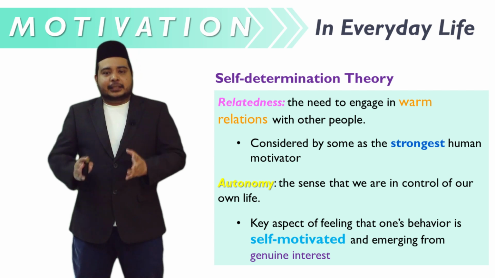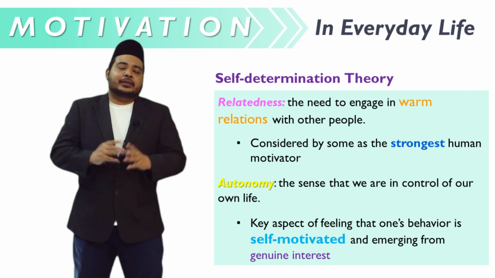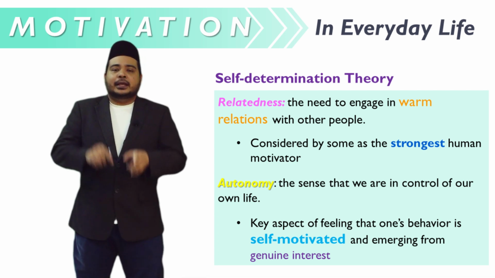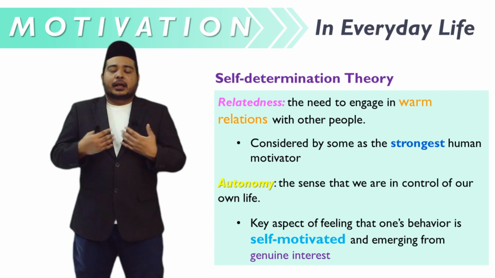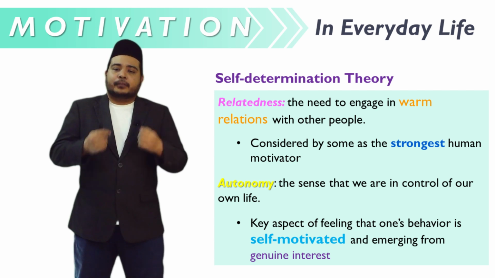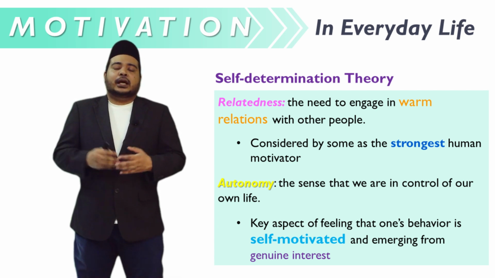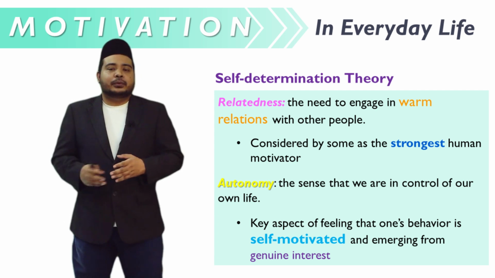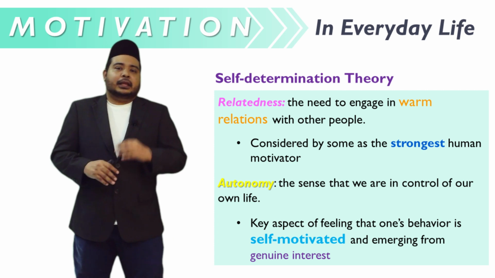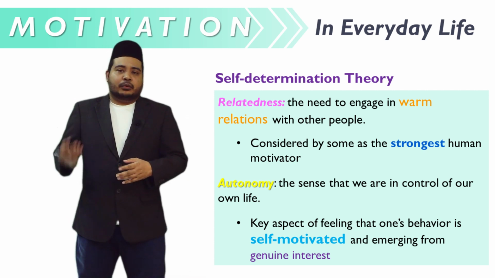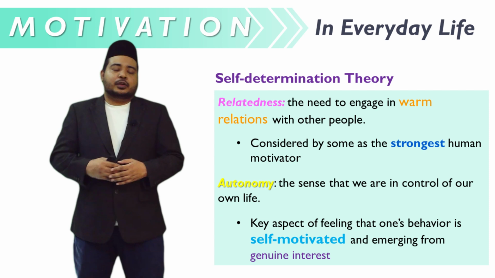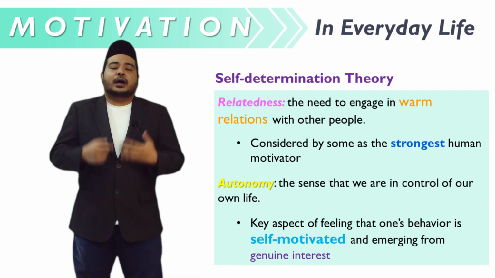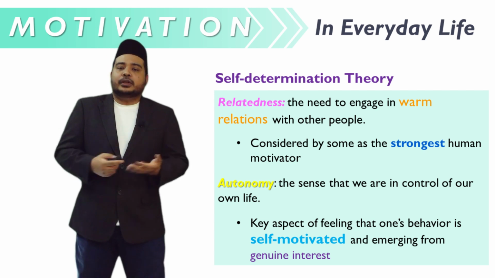The third basic need under self-determination theory is autonomy. What is autonomy? The sense that we are in control of our own life. So we are not dictated, we are not being overruled by other people, not by our partners, not by our parents, not by our teachers, not by our surroundings. Basically, we have full control of our own decisions and our own directions.